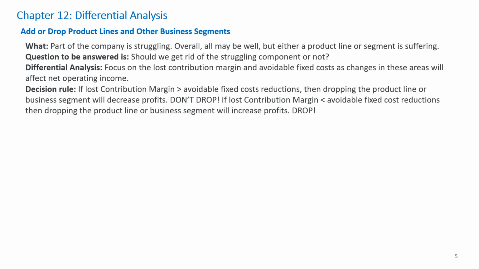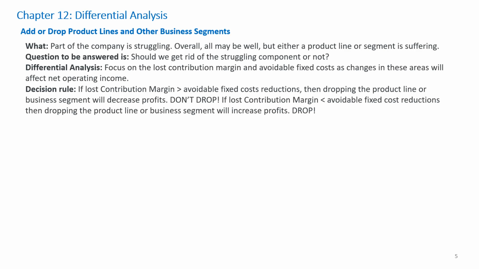Let's now turn our focus to decision choices. First, let's look at adding or dropping product lines and other business segments. In this scenario, part of the company is struggling. Overall, all may be well, but either a product line or a business segment is not performing up to expectations. The question to be answered is, should we get rid of the struggling component or not? The decision to be made is, do we drop or not drop the product line or business segment?